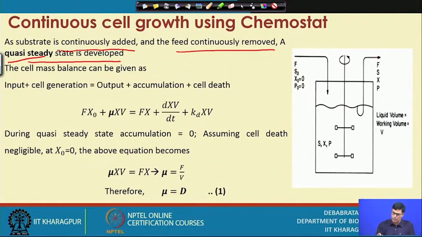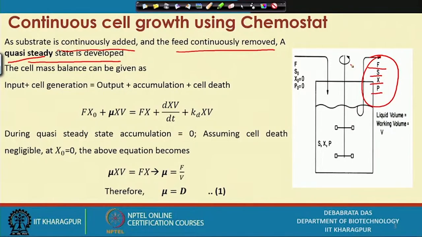So, it is like this. F is the flow rate, S0 is the initial substrate concentration, X0 equal to 0 when you have a sterile feed. Sterile feed means there is no cell present in the media, and P0 means no product present in the media. So here you will get the effluent rate, S is the substrate concentration, X and P. Now this we can have under steady state condition, and steady state is possible when and only when we operate the system for an infinite period of time.